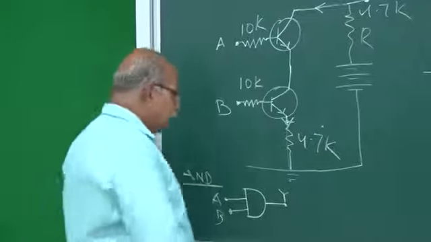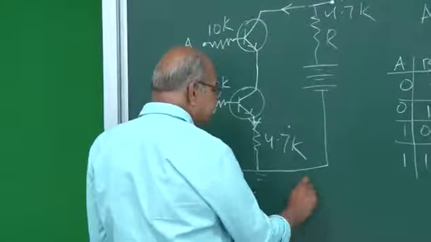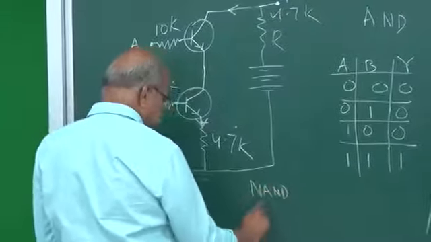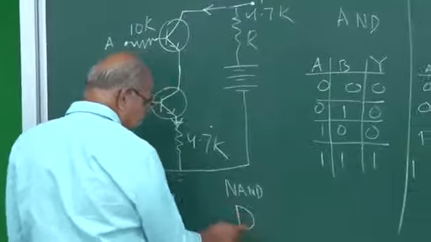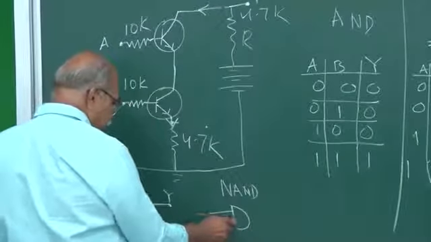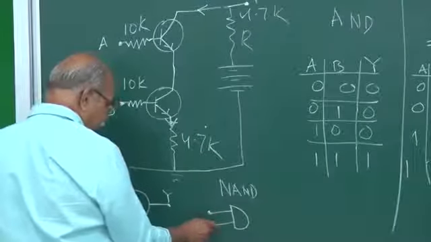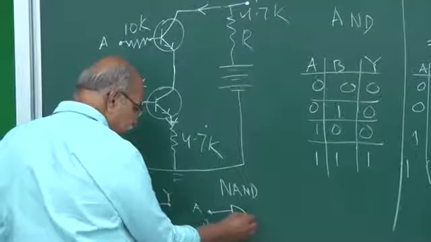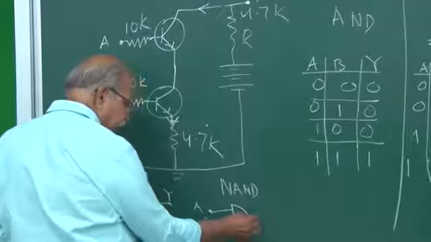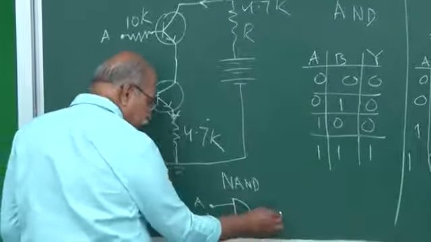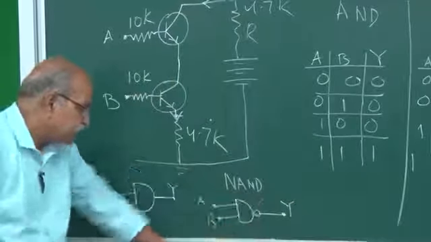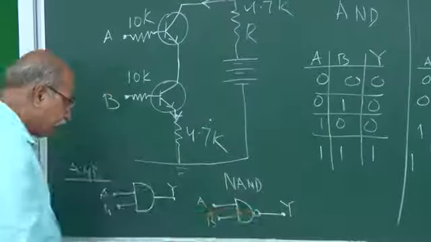And for NAND gate the symbol is, you again make that D, you again put two lines to show the input points A and B, and then you put a circle out here, and then you take a line, and this is the output point. So this is the symbol for NAND, and this is the symbol for AND.